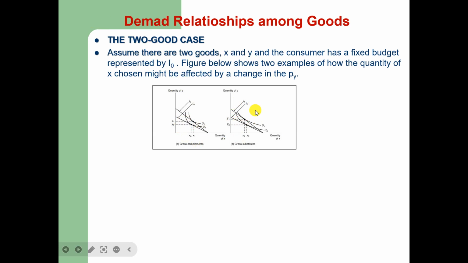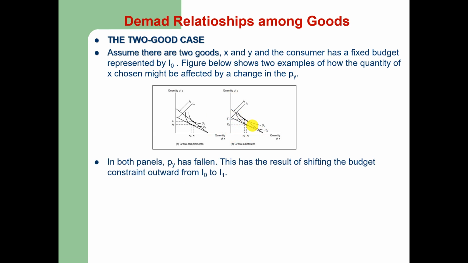Now this figure shows two examples of how the quantity of X chosen might be affected by a change in the price of Y. We see that there is no change in the price of X here, so this horizontal intercept remains the same. Similarly, in this panel the horizontal intercept remains the same. Actually, the price of Y decreases. So in this panel the budget line shifts from I naught to I1. Similarly, in this panel, due to the decline in the price of Y, the budget line shifts outward from I naught to I1. So this is the new budget line.